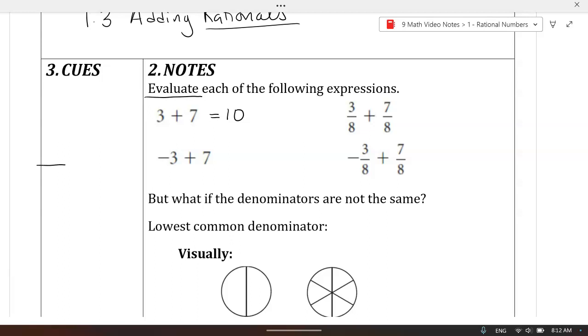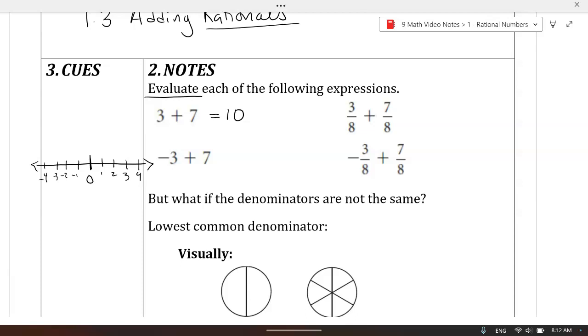So whenever I see negative numbers and adding and subtracting, I always bring out my number line. So on the number line, 0 is the middle, and then the number line extends this way in the positive direction. So 1, 2, 3, 4. And it extends this way in the negative direction. Negative 1, negative 2, negative 3, negative 4.